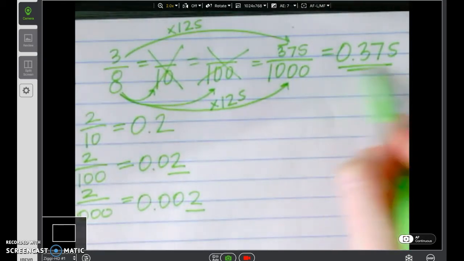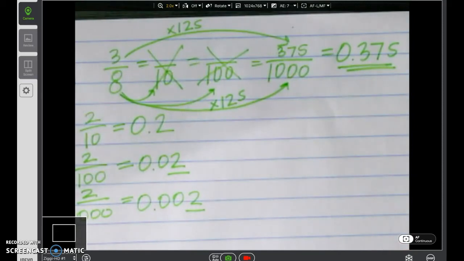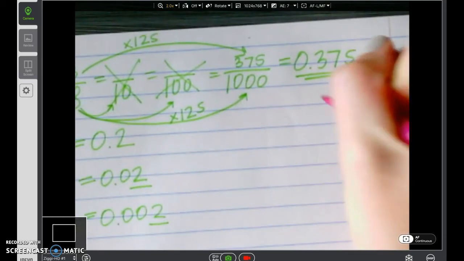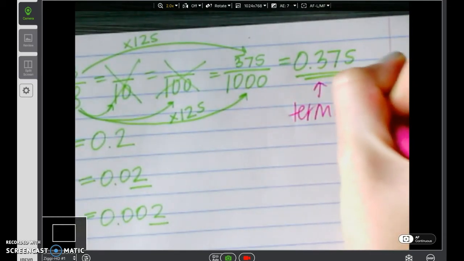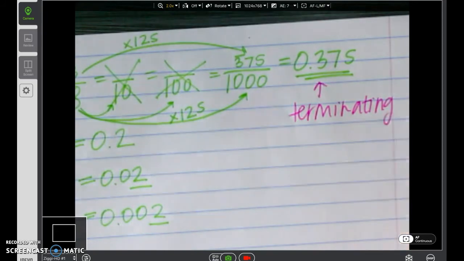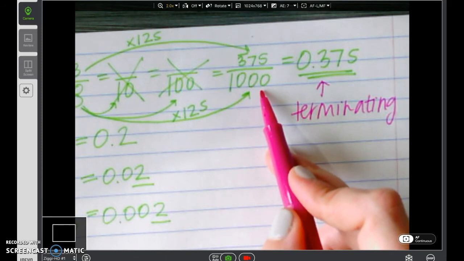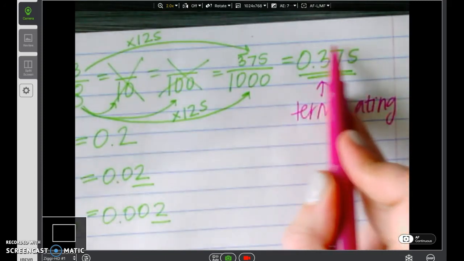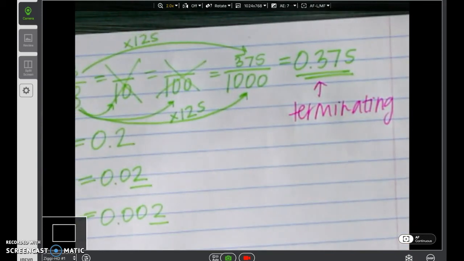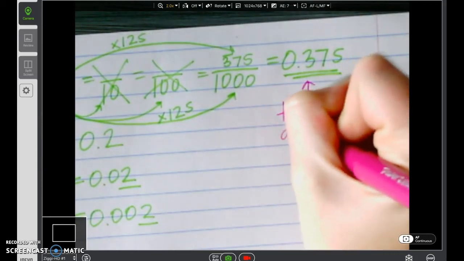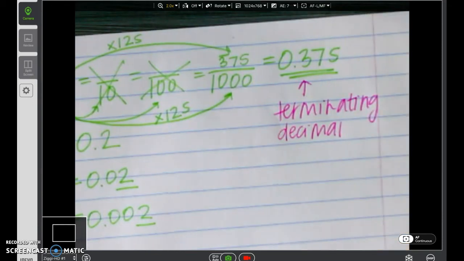So if I want to write 375 thousandths as a decimal, that means I'm going to have 0.375. So thinking about this decimal, is that a terminating decimal, which means it ends, or a repeating decimal, that means it is going to repeat forever and ever? Well, this is an example of a terminating decimal because it ends with a digit of 5, right? 375 divided by 1,000 would have a remainder of 0 because I can write my decimal and it does not repeat. So this is a terminating decimal because it ends with the thousandths place.